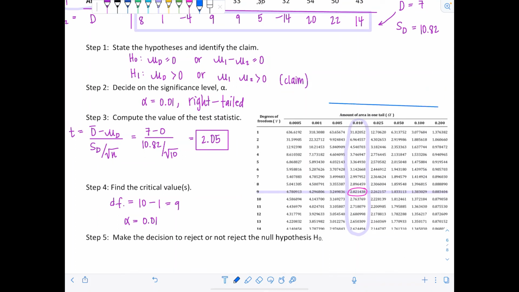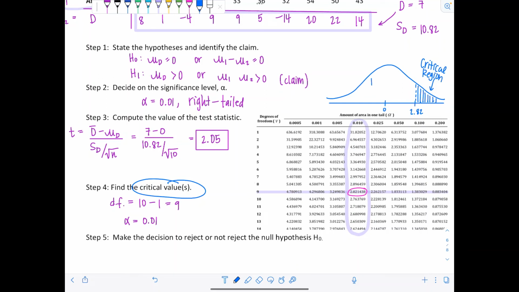So here's the idea, okay? Here's my T distribution. It's a right-tailed test. So here's the mean, 0. Here's 2.82. That's my critical value. So that separates the critical and the non-critical regions, right? This is the critical region, or the rejection region. And this is the non-critical region, non-rejection region.